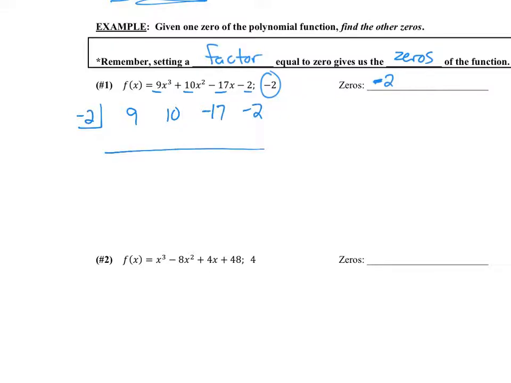We're going to do synthetic division. Bring down the 9. Negative 2 times 9 is negative 18. And then add these up. 10 plus negative 18 is negative 8. Now we have negative 2 times negative 8 is positive 16. And if we add up negative 17 plus 16, we get negative 1. And then negative 2 times negative 1 is positive 2. And if you add those up, you get 0. That's what should happen because they told us negative 2 is a 0.